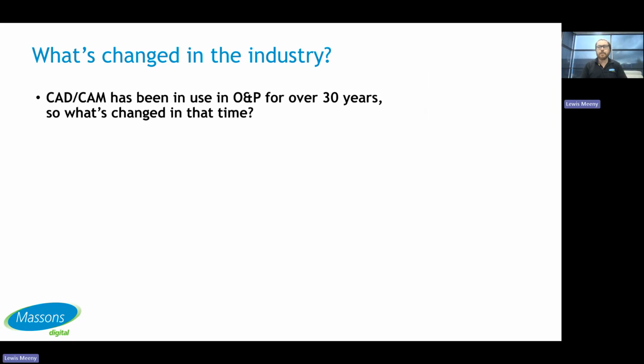Well, CAD/CAM has been in use in O&P for over 30 years. It's not new by any stretch. When we're talking about CAD/CAM workflows, this isn't something in the last couple of years that's really changing the game. It's actually been around for a long time. For 30 years, it's a long time.